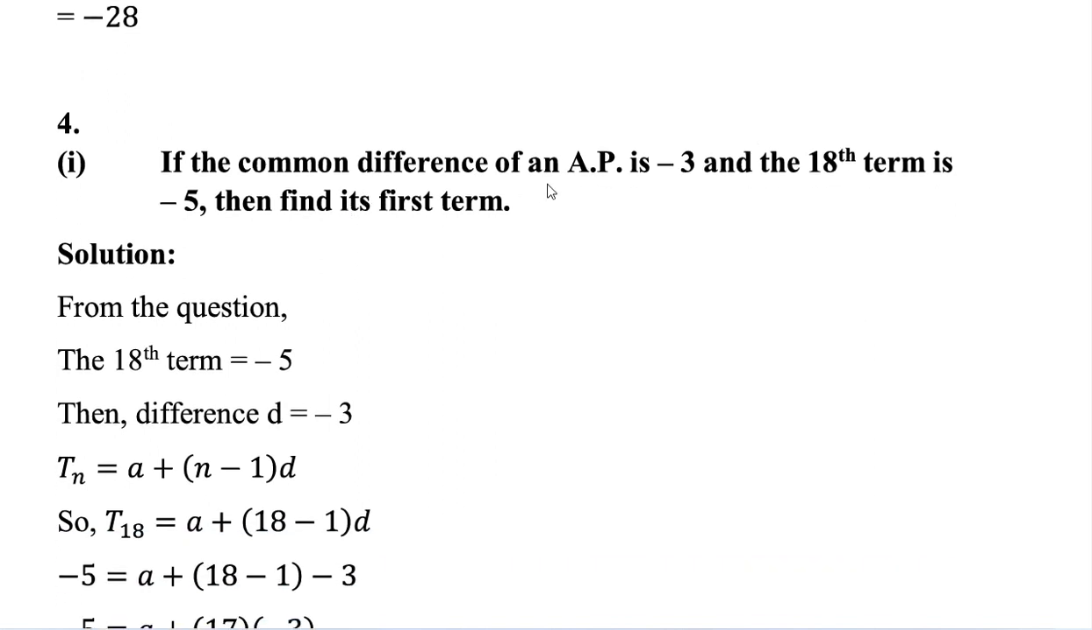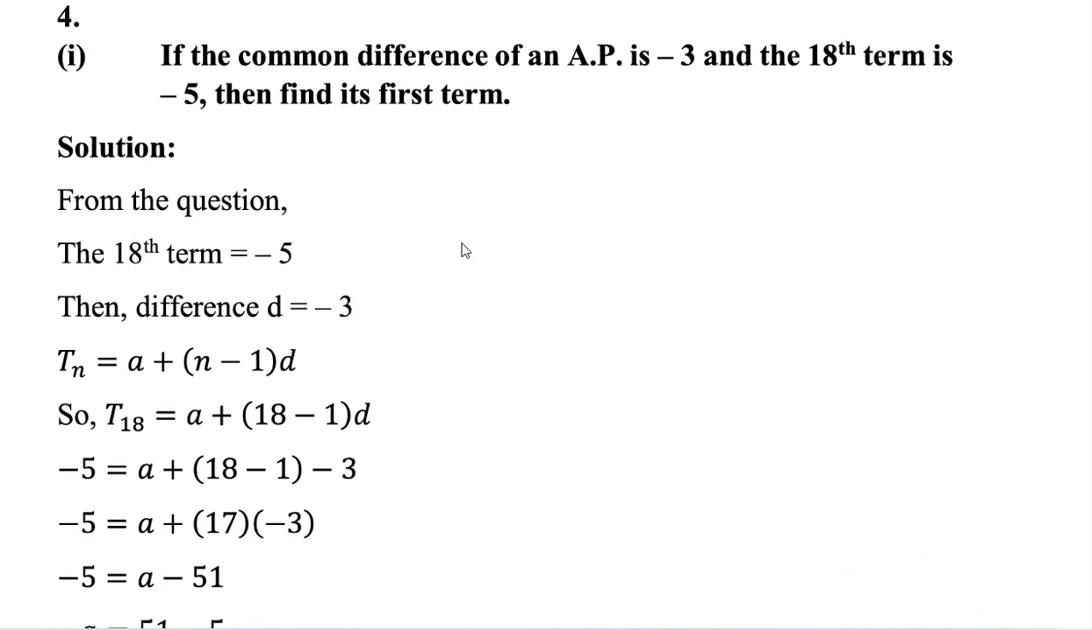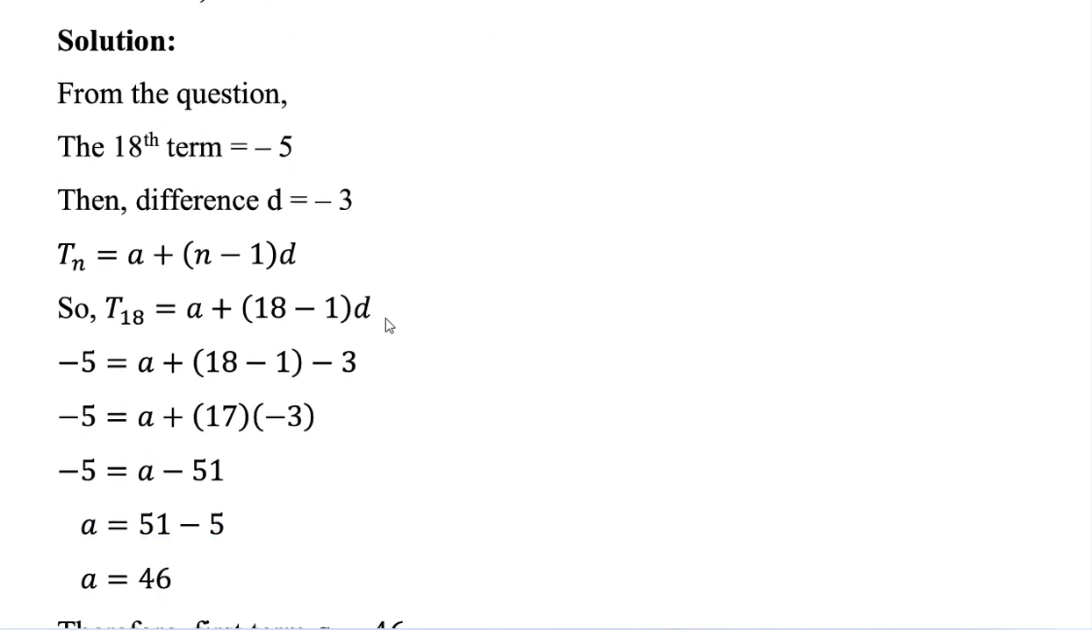If the common difference of an AP is minus 3 and the 18th term is minus 5, find its first term. So the 18th term is given over there as minus 5, and D is given over there, that is minus 3. Right, now put the values, that is T18 is equal to minus 5, as it is given in the question.